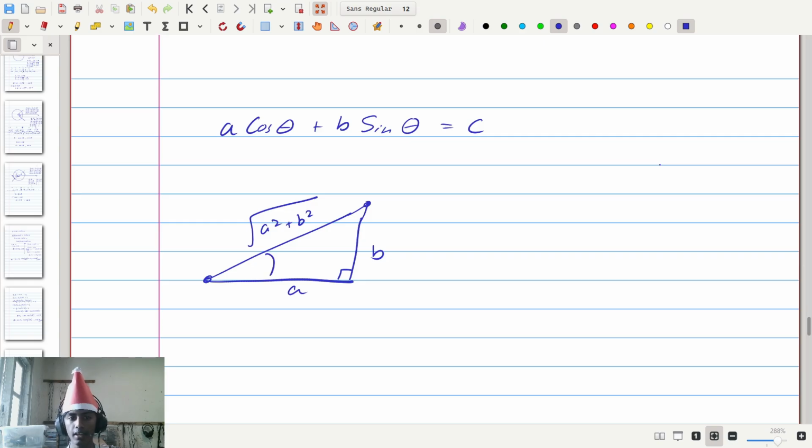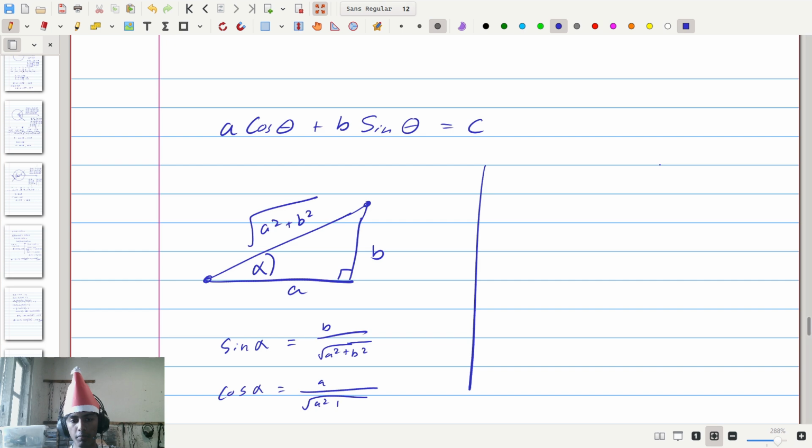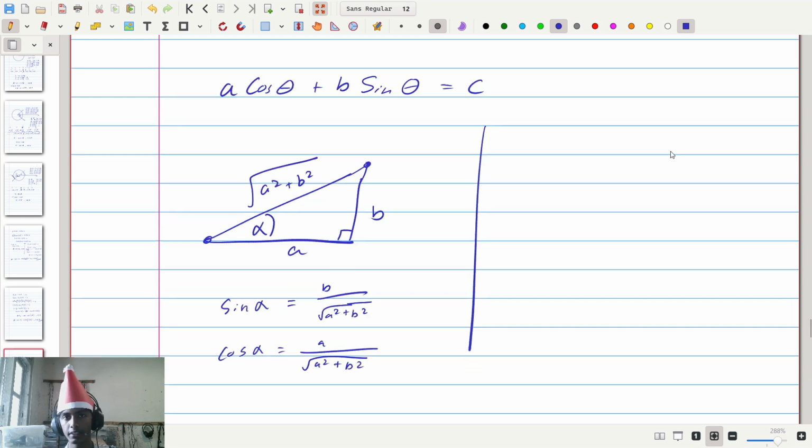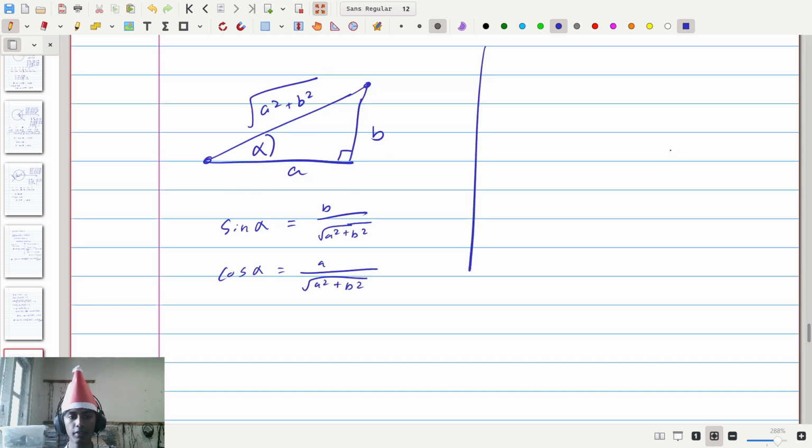Let's say that this angle here is some angle which I'll call alpha. You'll see why we're doing this, but for now, we'll just take this as so. Here, the sine of alpha is equal to b divided by the square root of a squared plus b squared. The cosine of alpha is equal to a divided by the square root of a squared plus b squared, as we can see from the opposite, adjacent and hypotenuse. Similarly, the tangent of alpha is equal to b divided by a.